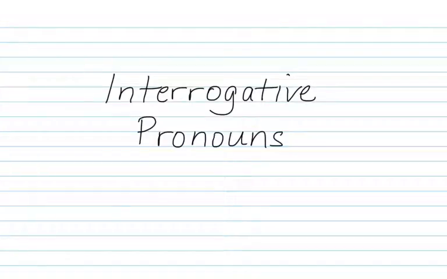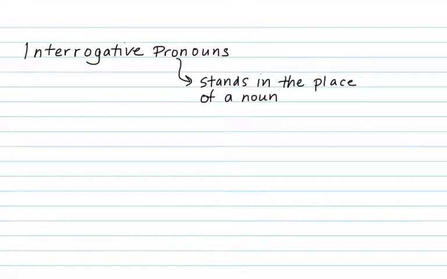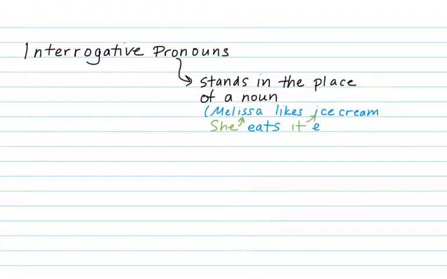This video is about the interrogative pronouns in Greek, tis and ti. Interrogative pronoun means, let's take the first part, pronoun. A pronoun is a word that stands in the place of a noun. So an example English sentence with two nouns is Melissa likes ice cream. An example sentence with two pronouns is she eats it every day.